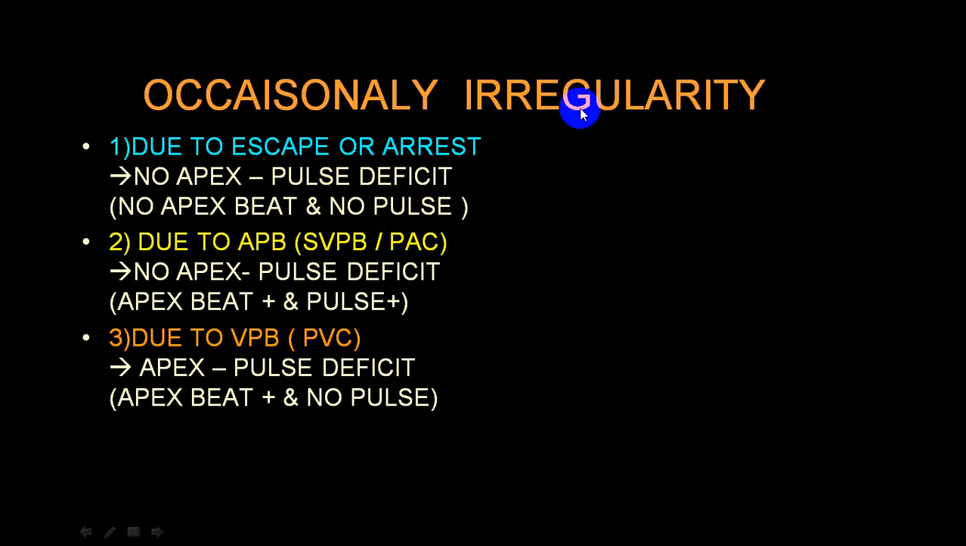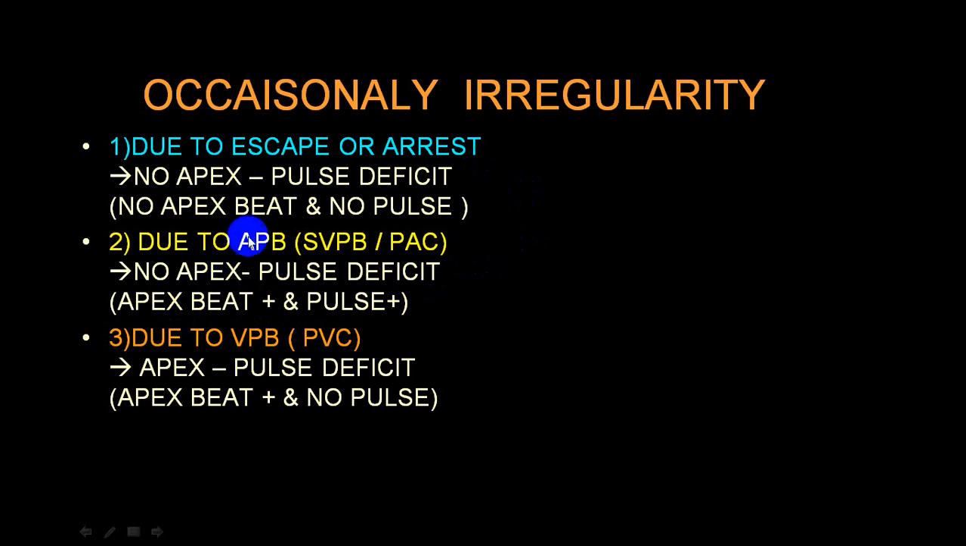Now the importance of this, we'll show you in a further slide, is that whenever you get an escape, or what we call an arrest, followed by a beat, because there is no P wave and no QRS complex, the person will not have an apex beat and will not have a pulse. Hence, there will be no apex pulse deficit.